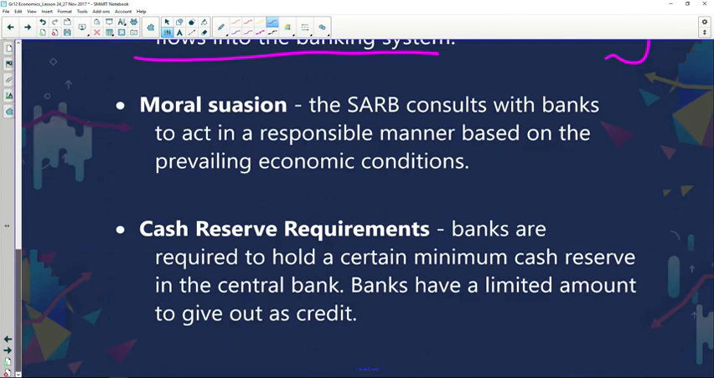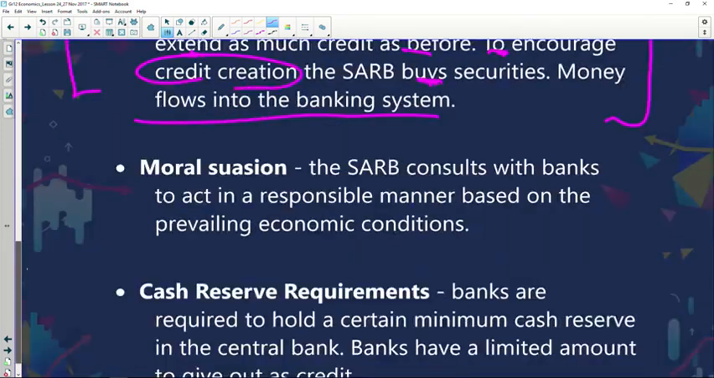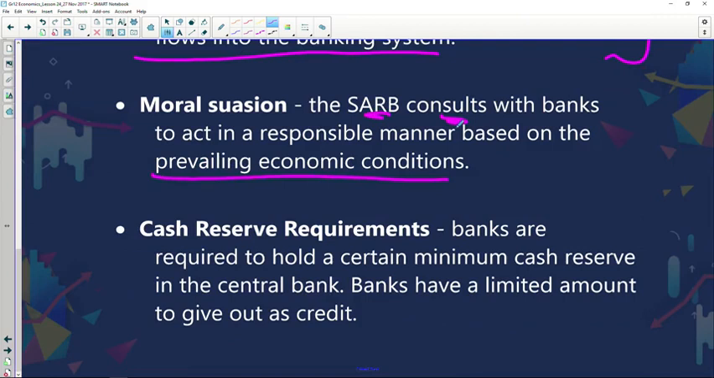And then moving on to our next point, we've got moral suasion. This is when the Reserve Bank consults with banks to act in a responsible manner based on the prevailing economic conditions. Okay, so the Reserve Bank would consult the financial institutions, the banks, in order to act in a responsible manner based on the prevailing economic conditions. So it could be that the country is going through a recession or a difficult economic period, and therefore discussions need to happen between the Reserve Bank and the financial institutions in order to find mutual ground or a decision that would benefit both the Reserve Bank and the banks, and also the households as well. So the current economic conditions will be considered when this consultation happens between the Reserve Bank and the banks or the financial institutions.